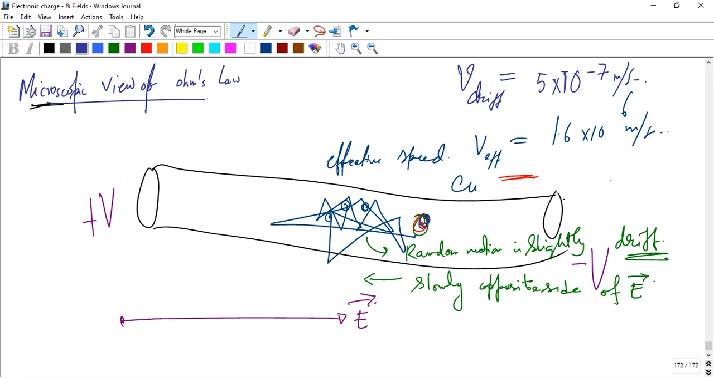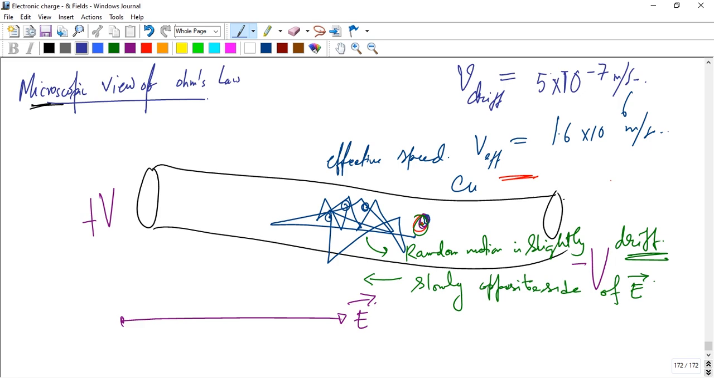This is the average speed at which electrons move along a conductor. When you apply an electric field, the movements are superimposed on the random thermal motion of the electrons. And you see that the drift is very slow.